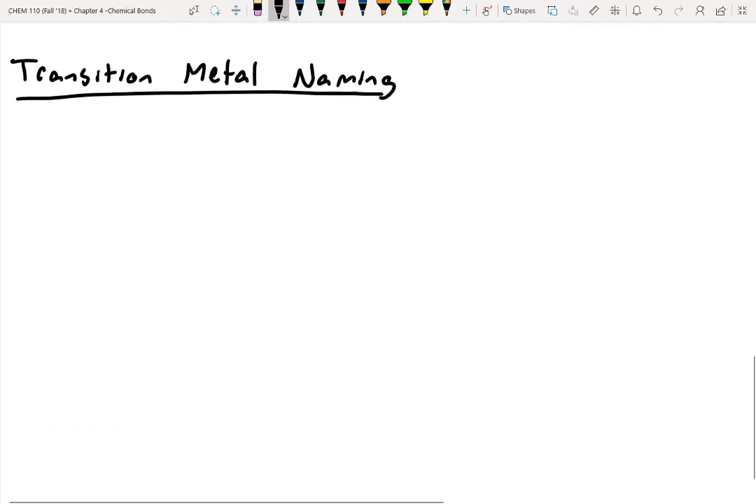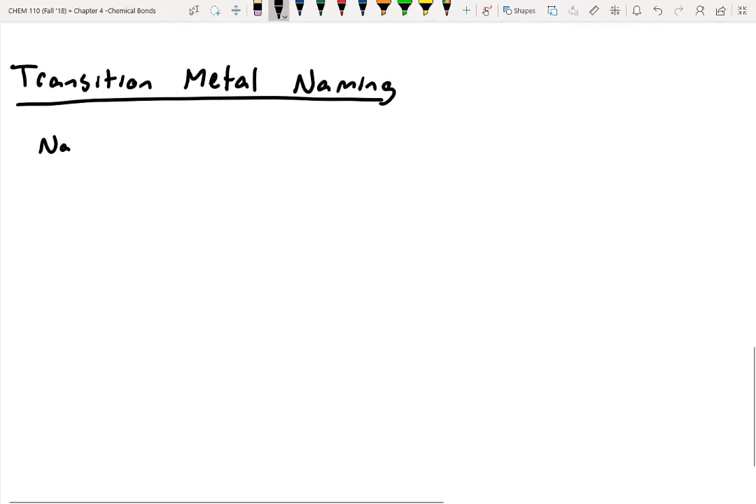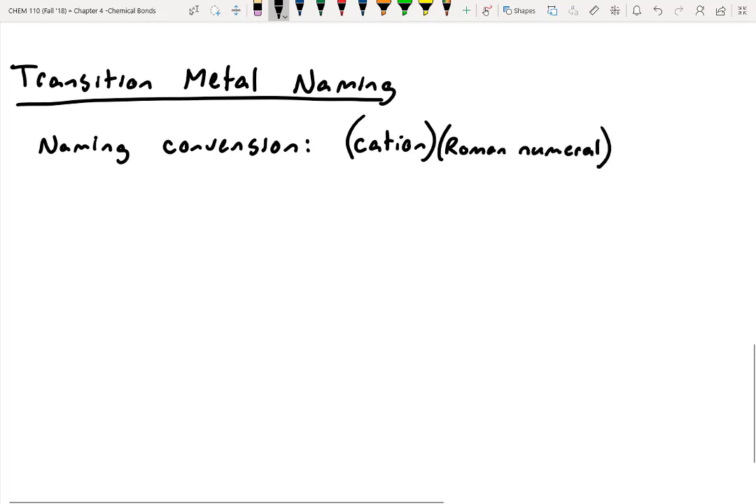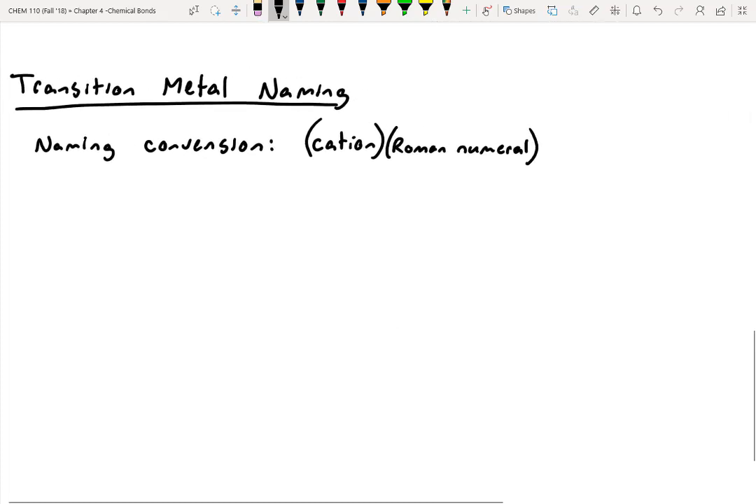All right, so let's stick with the naming convention and then I'll show you examples. Just like before, you always list your cation first, and then you have a Roman numeral, then you have a space, and then you have your anion with an IDE suffix. So the Roman numeral in this case is required for a transition metal to indicate what charge it has because they can vary a lot.